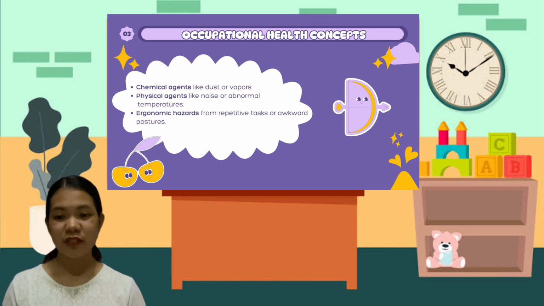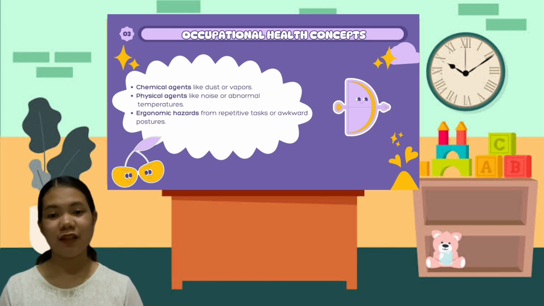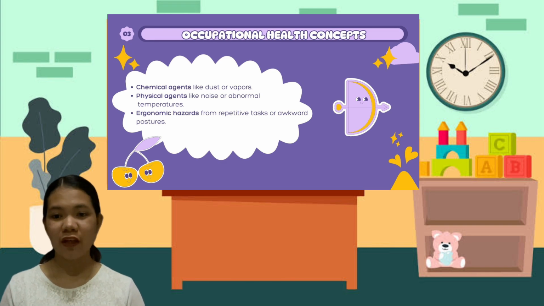Now, let's proceed to chemical hazards. These include exposure to harmful agents like dust, fumes, or vapors that can damage the lungs or skin. For example, workers in factories or laboratories often encounter such risk. Physical hazards. Noise, extreme temperatures, and vibrations fall into this category. Prolonged exposure to loud machinery, for instance, can lead to hearing loss.